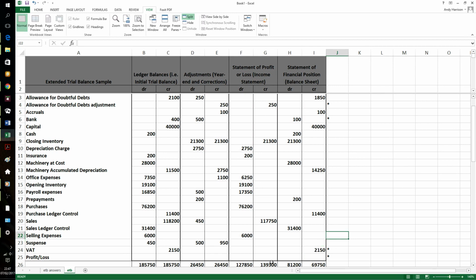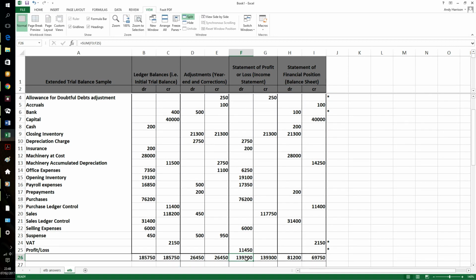So now we get to the bottom figures. In this case, 139,300 income minus 127,850 expenses gives us 11,450 profit. That's our debit entry. We can either work it out again, 81,200 minus 69,750, or we can put the 11,450 in and make sure these columns now add up correctly. So that's our figures ready to finish our financial statements.